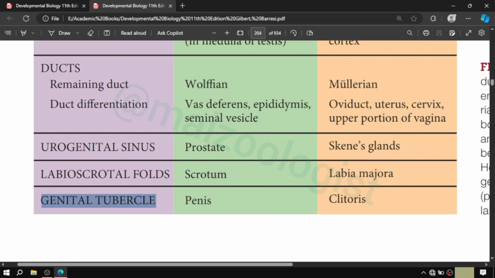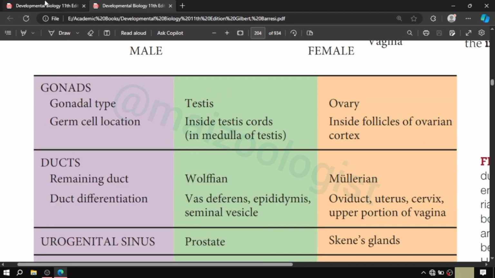And the genital tubercle is going to end up as the penis in males and the clitoris in females. So now let's come to our topic.